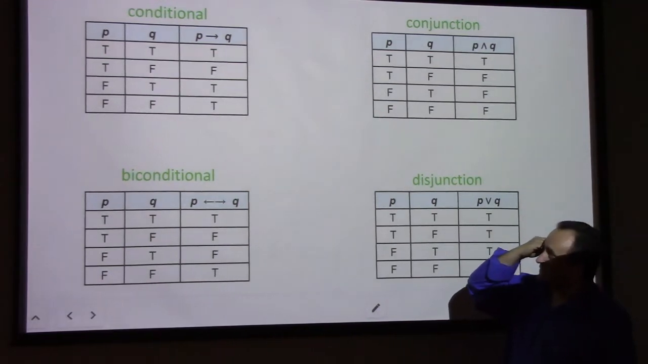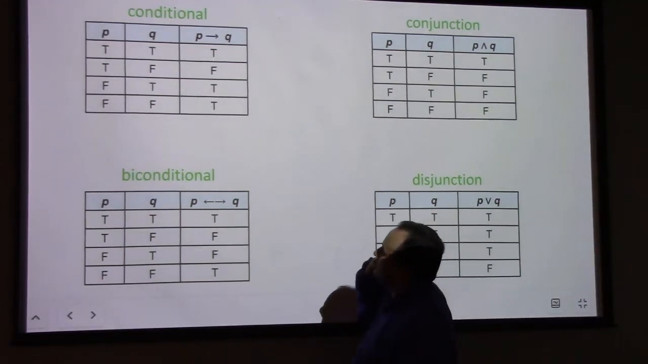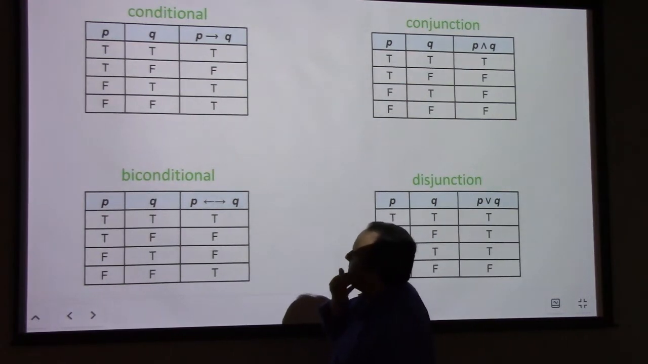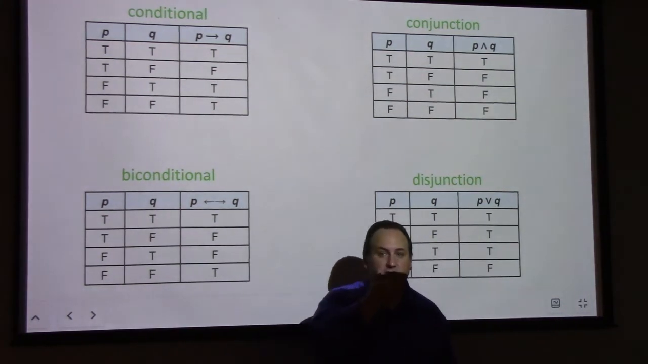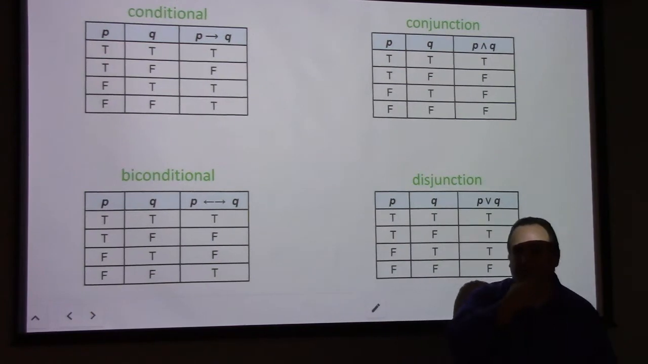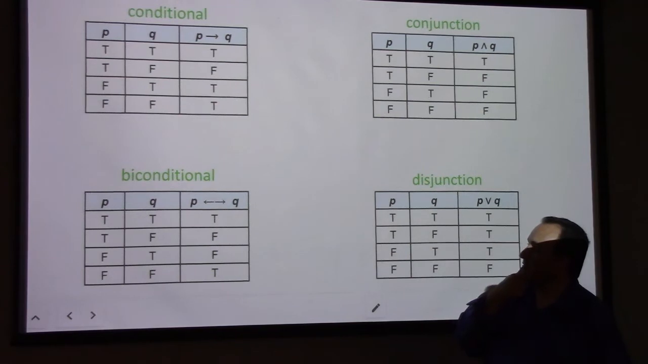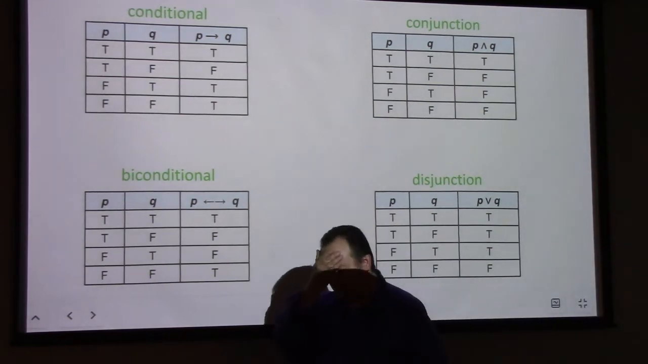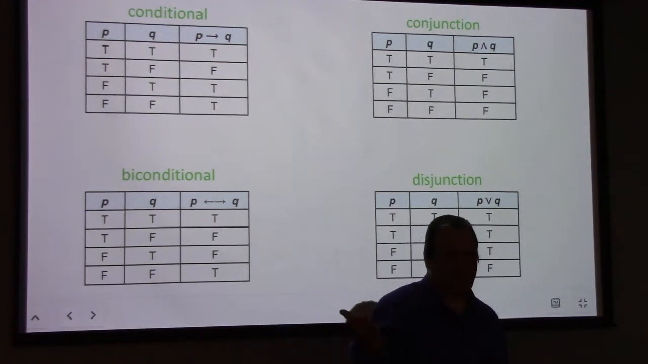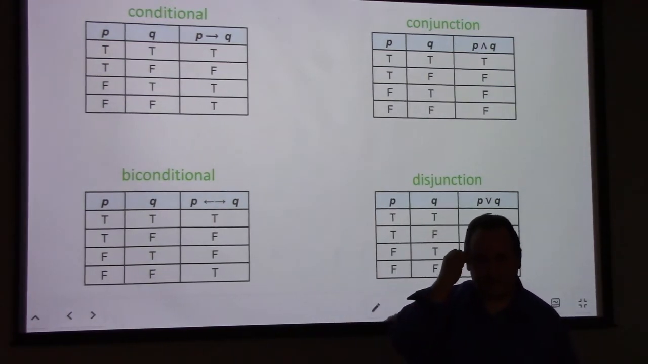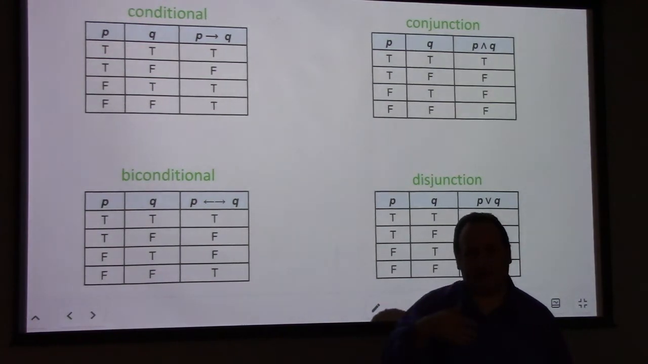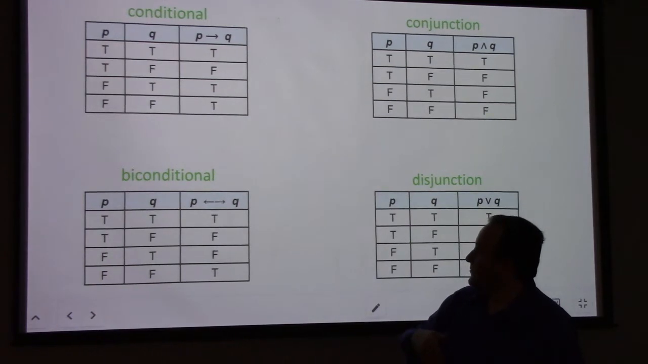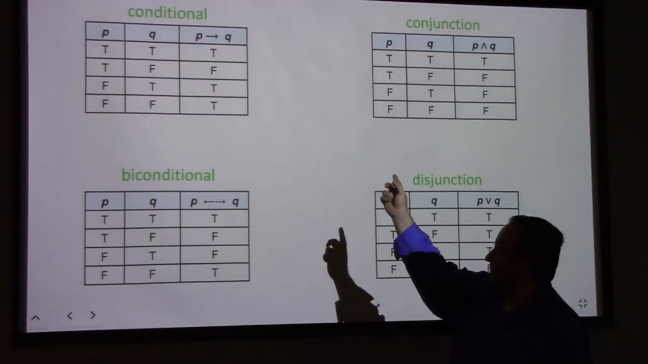Conditional, on the other hand, is kind of interesting. The one way that a conditional can be false is if true implies false. All right. So false implies true is fine. So let's see, I think an example would be like, if it's raining outside, then the ground is wet. Right? So if it's raining, that would be the true, and ground outside being wet would be true. So like that would be the sort of the first case.